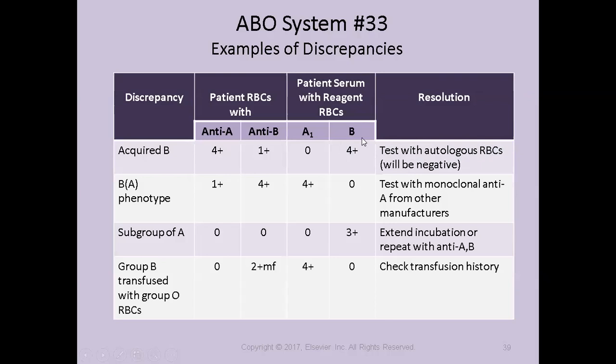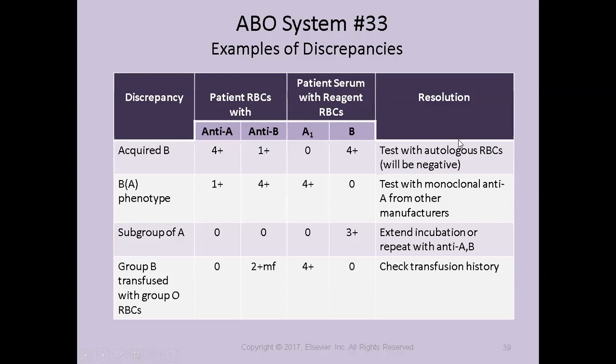Okay, we know they have anti-B here. If they really had a B antigen, they would be agglutinating their own cells, and they're not going to be, because basically this is a false reaction. So this is basically patient control. We're going to take the patient's serum with their own red cells. If they really don't have the B antigen, we're going to see a negative result, and it's going to prove that this is acquired B.